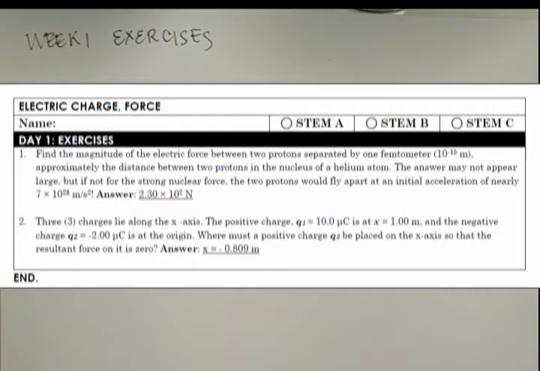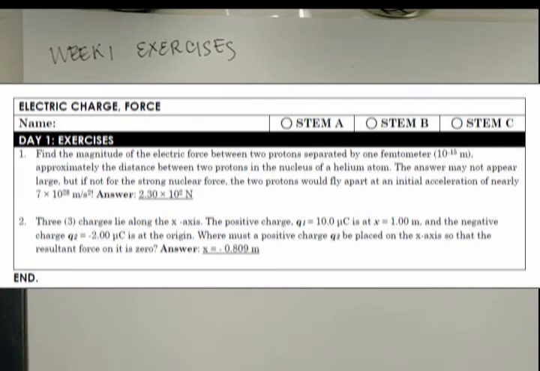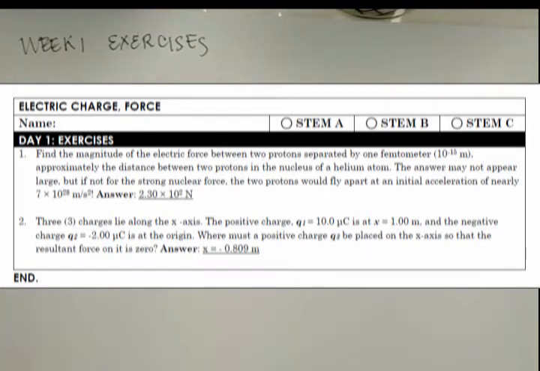Approximately the distance between two protons in the nucleus of a helium atom. The answer may not appear large, but if not for the strong nuclear force, the two protons would fly apart at an initial acceleration of nearly 7 times 10 to the 28 meter per second squared. So, what is the force between two protons separated by 1 femtometer in the nucleus of a helium atom?